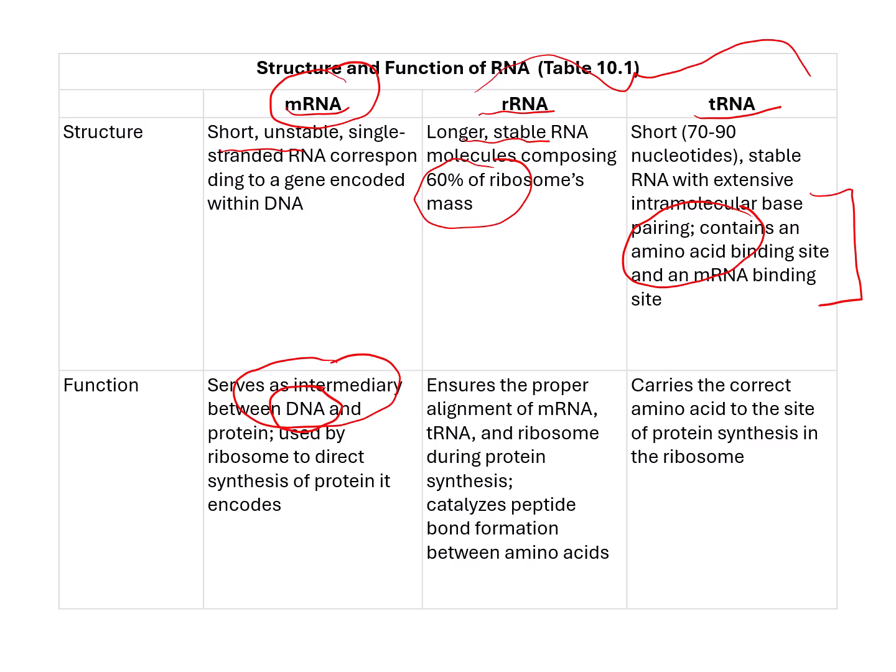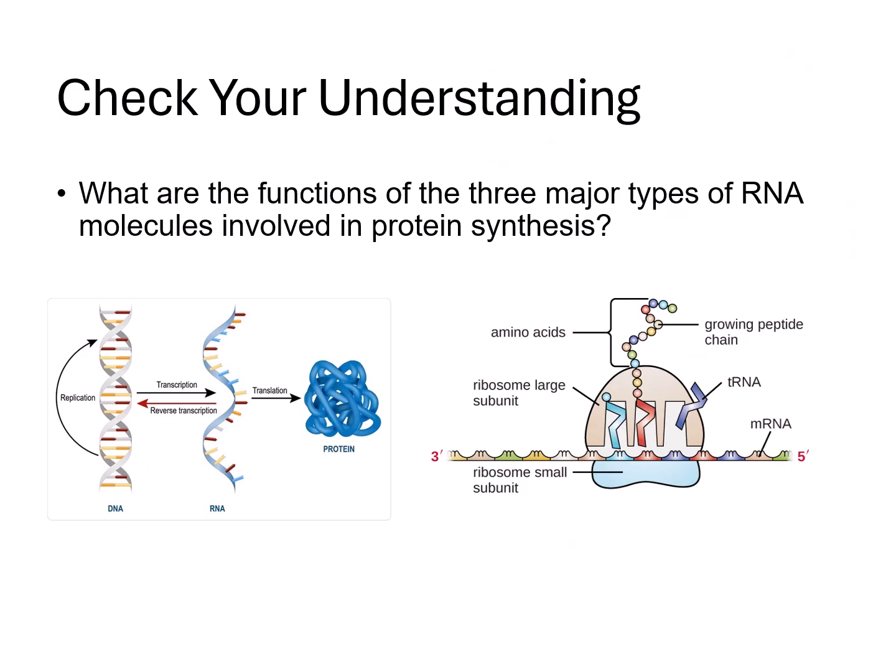Ribosomal RNA will align everything together and catalyze that peptide bond formation between amino acids. For transfer RNA, remember it carries the correct amino acid to the growing protein chain. And the table we just saw pretty much summarizes this check your understanding question, the functions of those three major types of RNA molecules involved in protein synthesis.